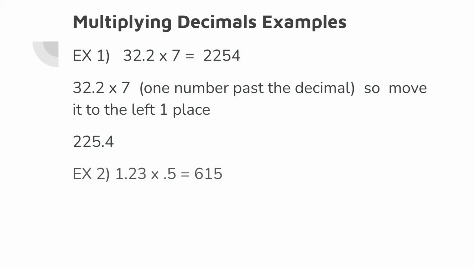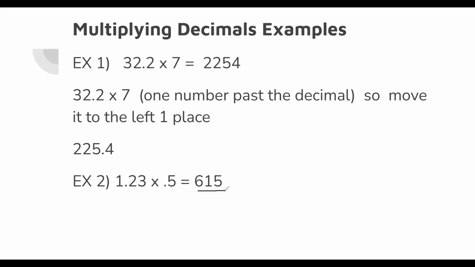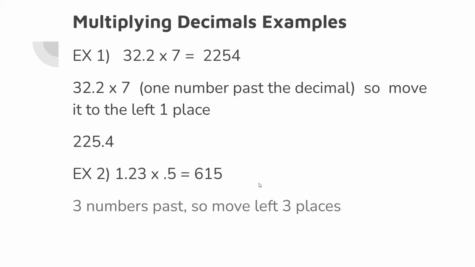225.4. Example: 1.23 times 0.5 is 615 when I multiply. Now let's move the decimal. I'm going to move it 1, 2, 3 places. So I go 1, 2, 3 places. So it's 0.615. 3 numbers past, so I move it left 3 places.